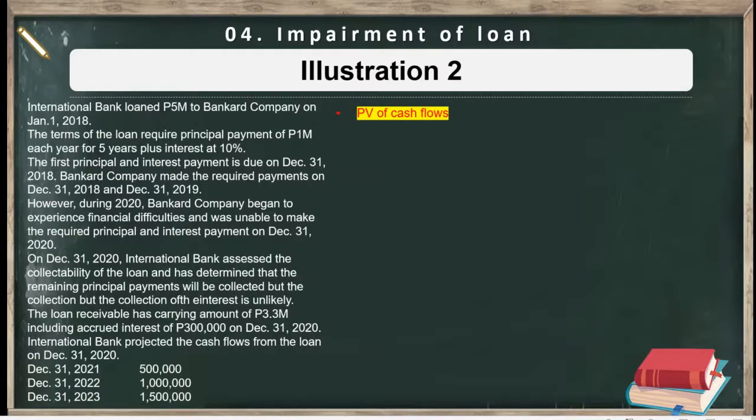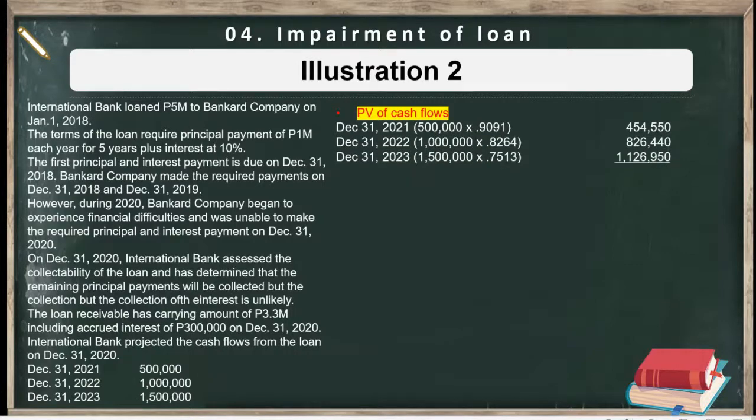Then press equals again to get 0.7513. Okay, so multiply the present value factors by the cash flows for every year. Then the total would be 2,407,900. Next is to compute the impairment loss.